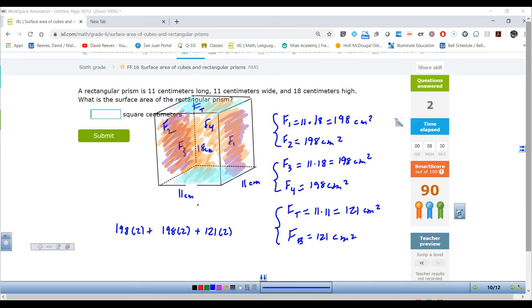All right. So I hope that helps you with finding the area of rectangular prisms and cubes.